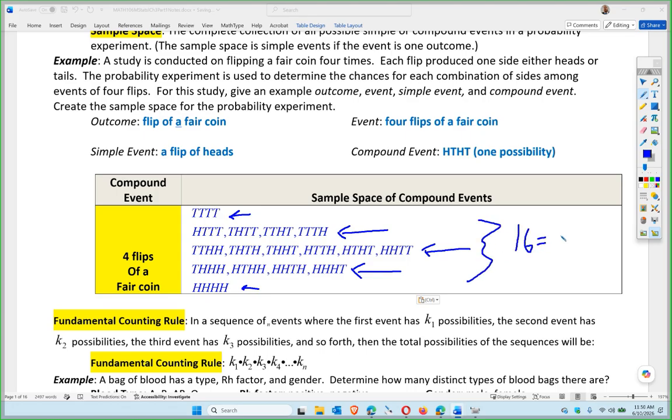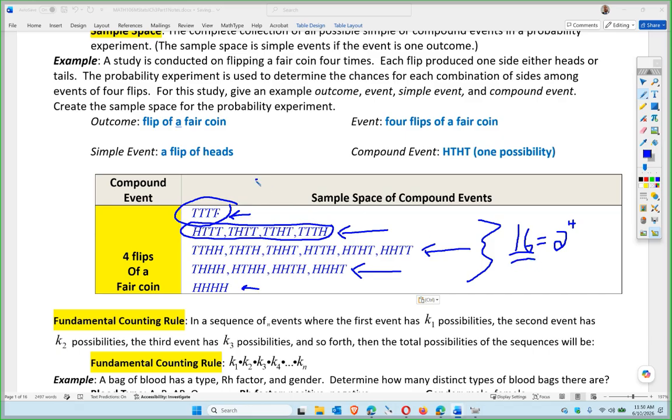If you think about it, there are 2 possibilities, heads or tails, and I'm picking 4. So that gives me my sample space. If I ask the question, what's the probability of getting tails 4 times in a row, it's 1 out of 16. What's the probability of getting 1 head and 3 tails? That's going to be 4 out of 16, right?